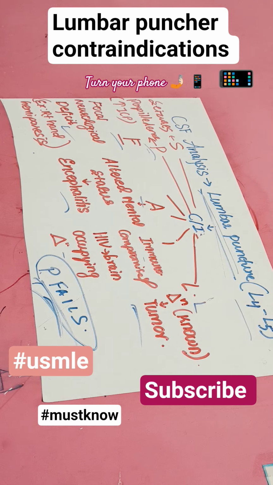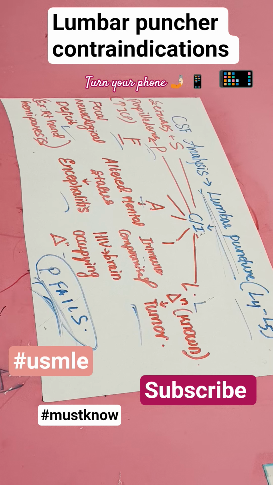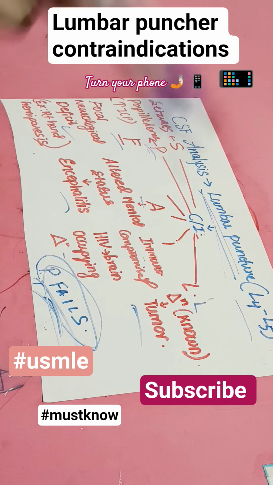So that is police fails. P fails because we are not able to identify the organism. So we fail to identify the organism, or to identify the reason for which we are doing the lumbar puncture. Okay, so this is the mnemonic.